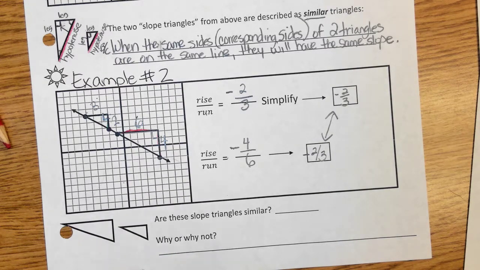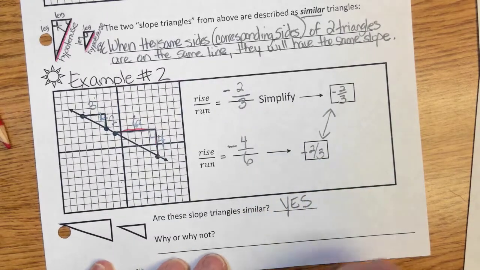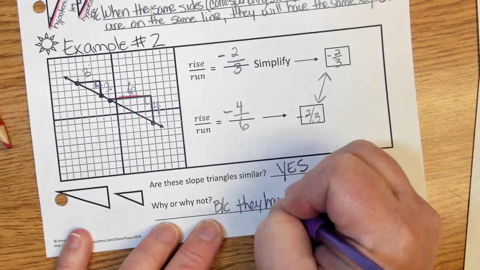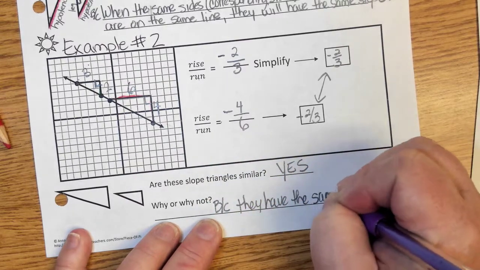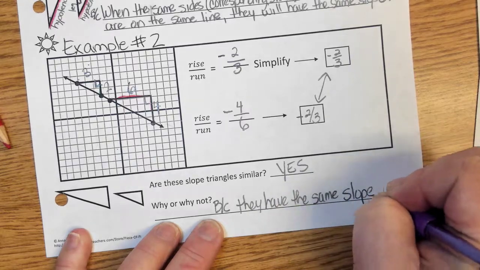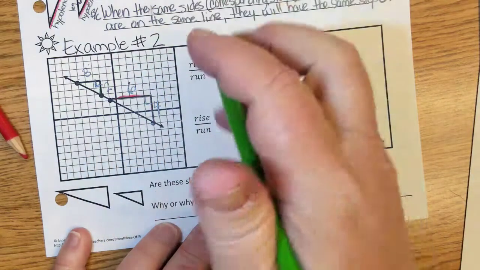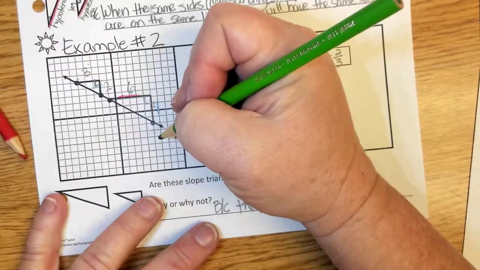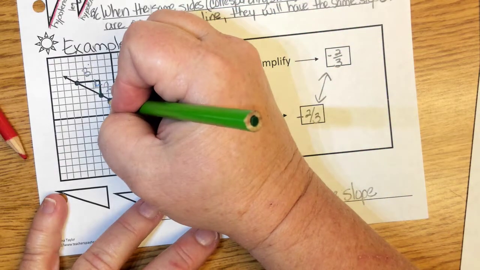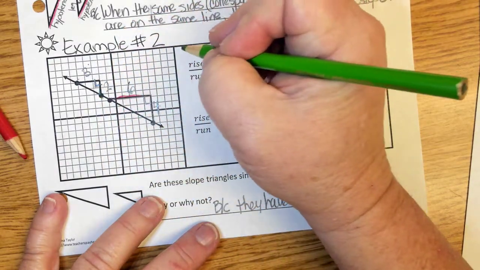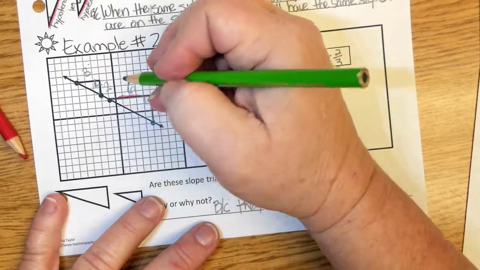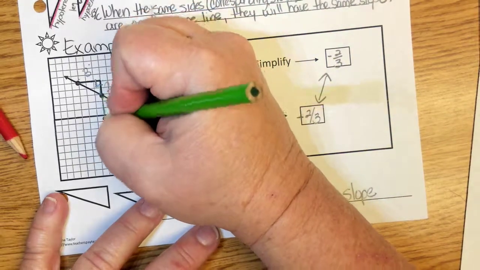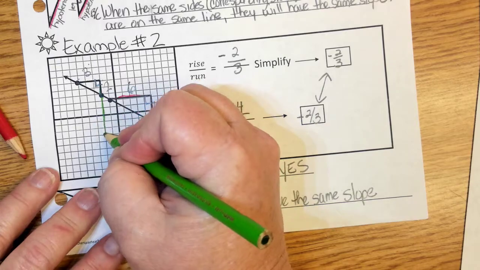Okay, so are these similar triangles? Yes. Why or why not? Because they have the same slope. Okay, and there again, if I was to draw a triangle from here, let's say to, let's see, where else could I make that meet? I could draw it from here, and I could draw it, let's see, this one's not really crossing. It doesn't really cross again until here. So I could go like this and draw this triangle.